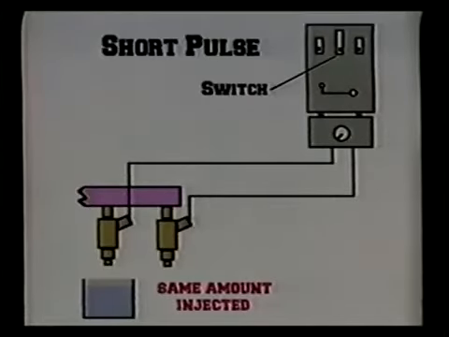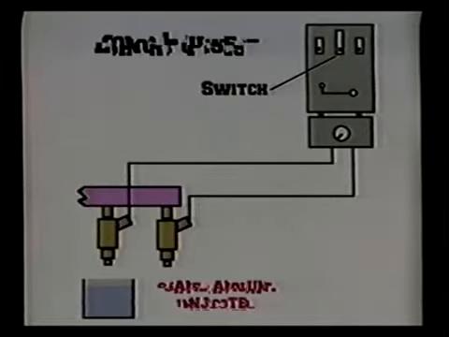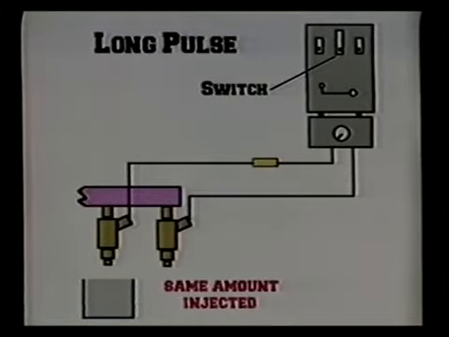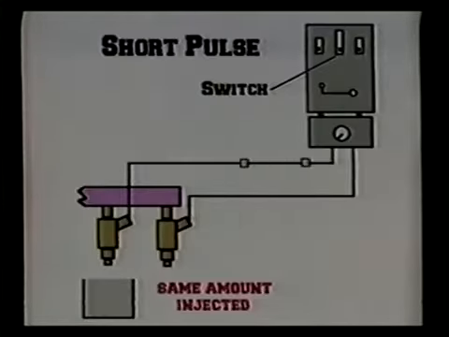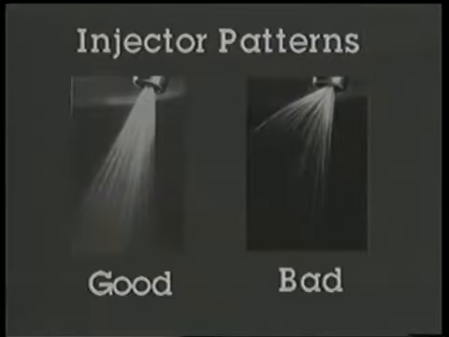Note that the same amount of fuel is injected in the long and the short pulse positions. The number of pulses is varied, but the amount of fuel injected out of the injector is the same. If an injector is lazy, sluggish, clogged, or sticking, its fuel delivery may be different during long and short pulses.